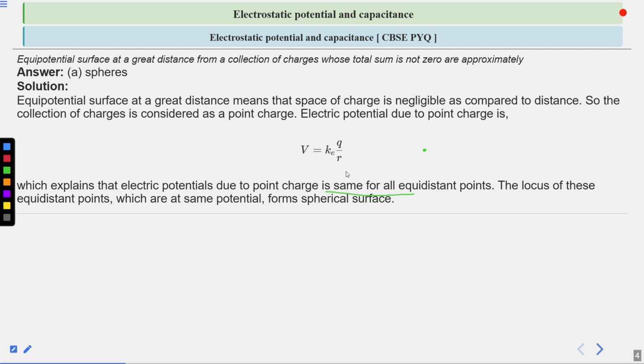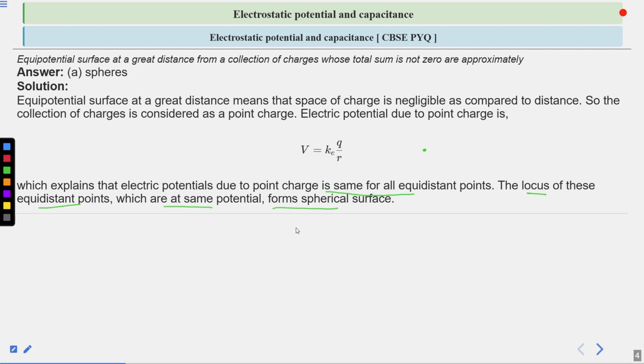By putting a condition and attaining some points, and after joining these points, we get what is called the locus of these points. Locus is the curve that is formed by joining the points, putting some specific condition. Or in 3D, what will be formed? Surface. In 2D it will be a circle, and in 3D it will be a sphere around a point charge, all at the same potential. The locus of these equidistant points, which are at the same potential, forms a spherical surface.